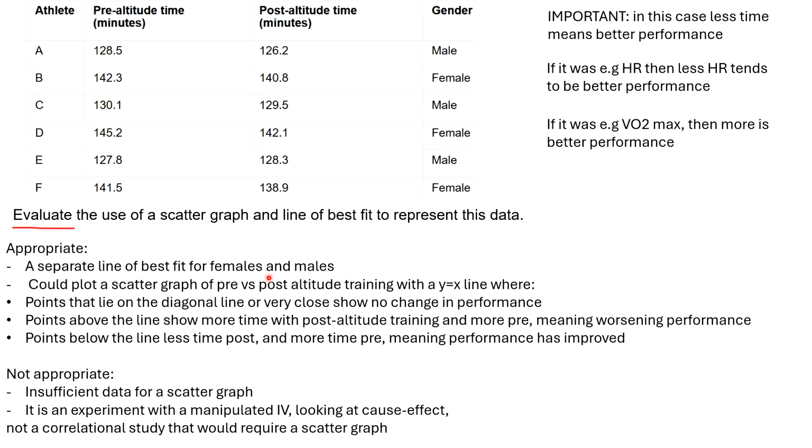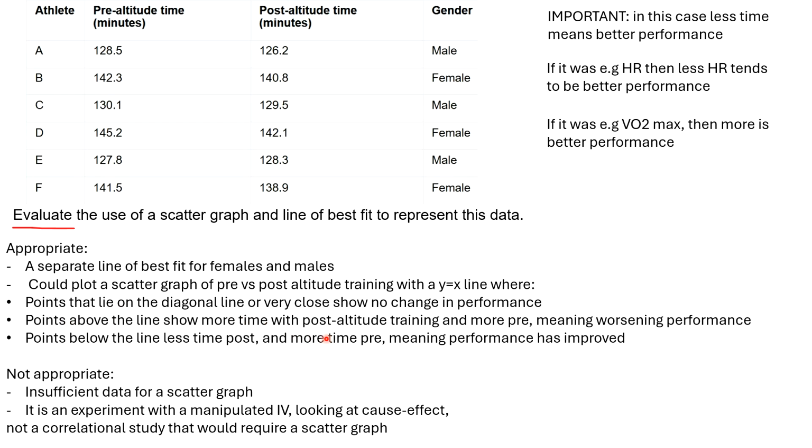So you can have a separate line of best fit for males and females. You could plot a scatter graph of pre-post altitude training with a y equals x line, where the points that lie on the diagonal line or very close to it show no change in performance after the training, meaning the training was useless, but it wasn't bad.